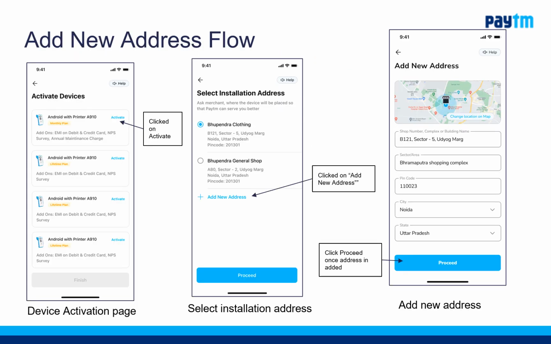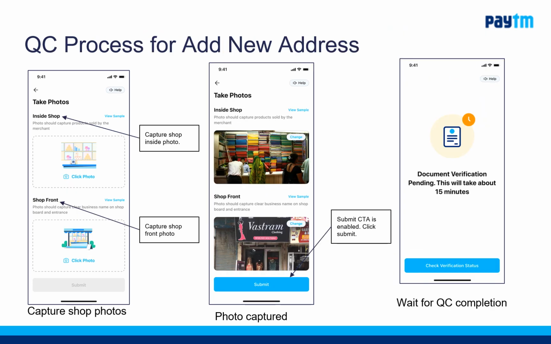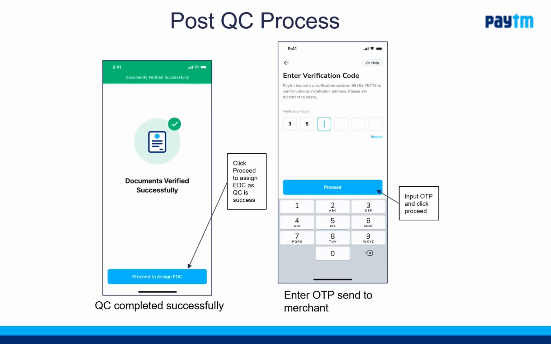So, the add new address flow. Here you can click on activate, click on add new address and proceed. Once the address is added, you need to capture the shop inside photo, capture the shop front photo and submit the CTA which is enabled. Click on submit and wait for QC. As and when the QC is approved, you need to enter the verification code, which comes to the merchant's registered mobile number.